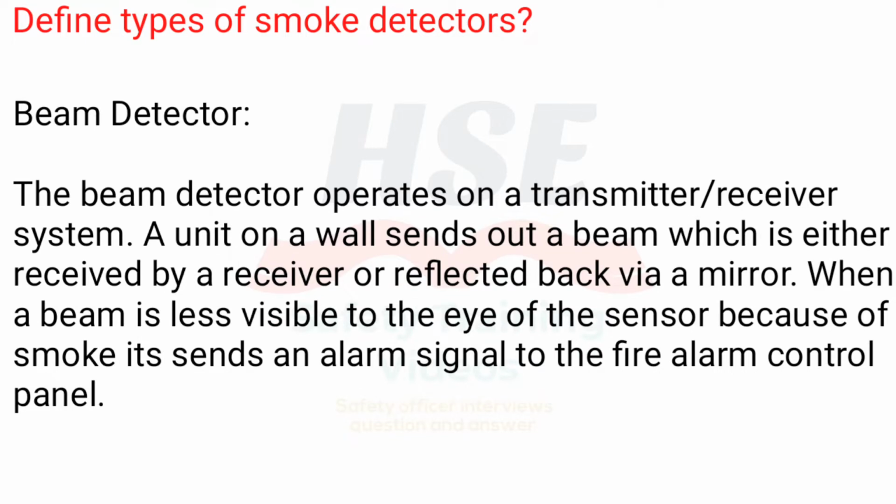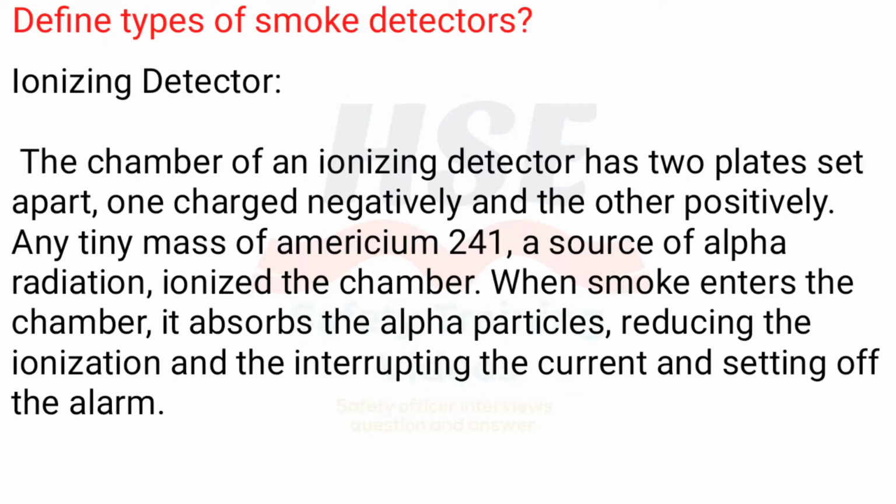Beam detector. The beam detector operates on a transmitter-receiver system. A unit on a wall sends out a beam which is either received by a receiver or reflected back via a mirror. When the beam is less visible to the eye of the sensor because of smoke, it sends an alarm signal to the fire alarm control panel.